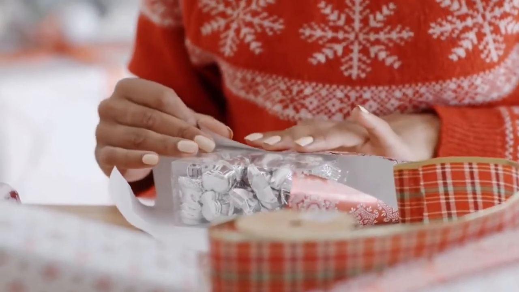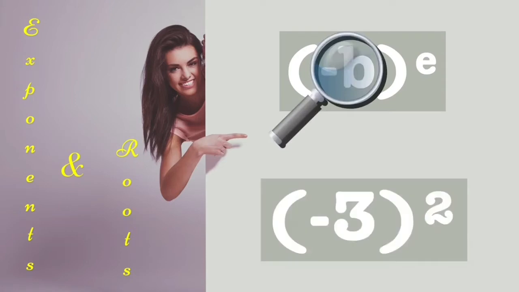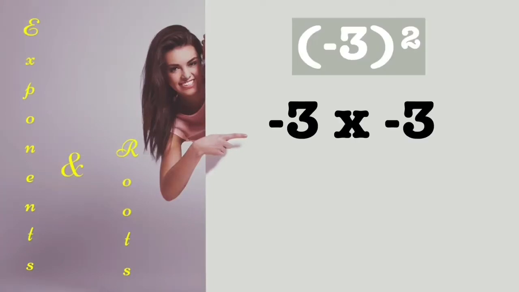To wrap up the topic of exponents, you may come across exponents with a negative base. Note the following example: -3 to the power of 2, or -3 squared. Notice how the -3 is enclosed in parentheses. The parentheses tells us that the number we must multiply is -3, not +3. Since the exponent is a 2, we multiply -3 by itself 2 times.